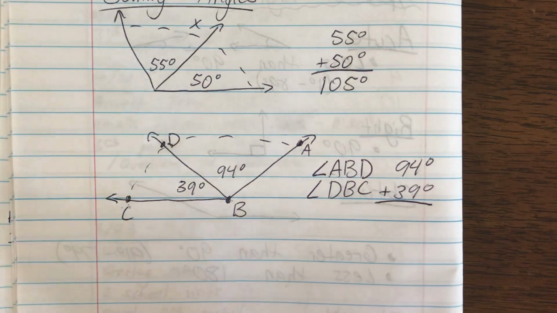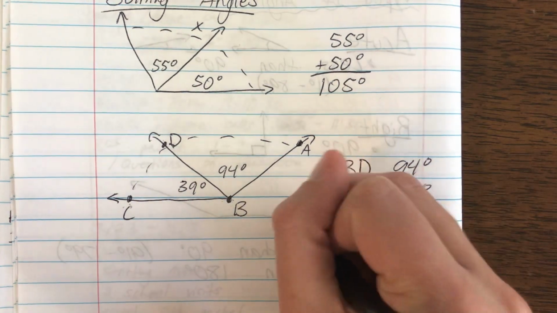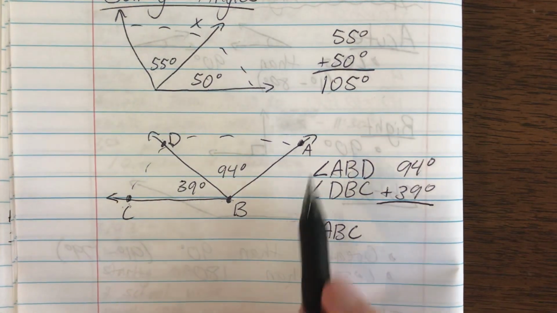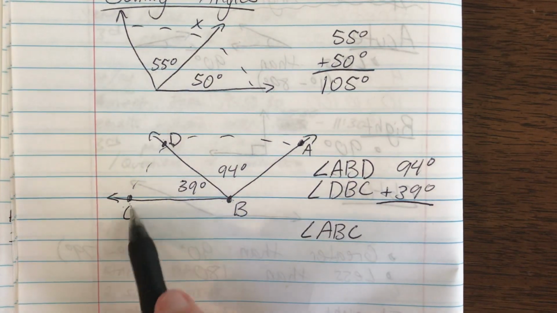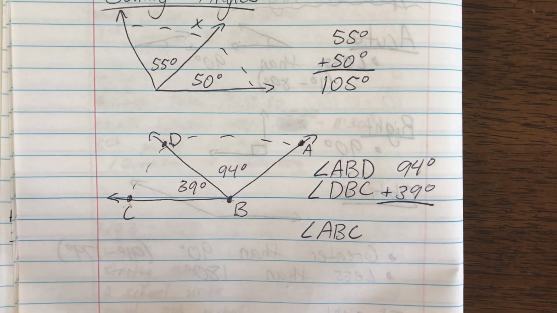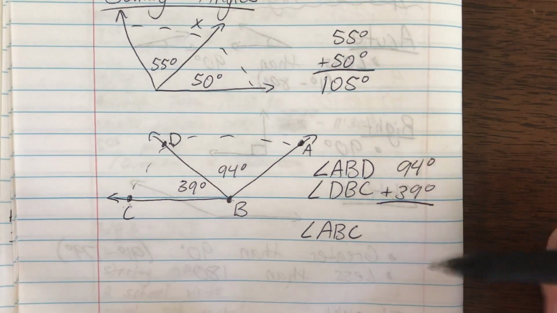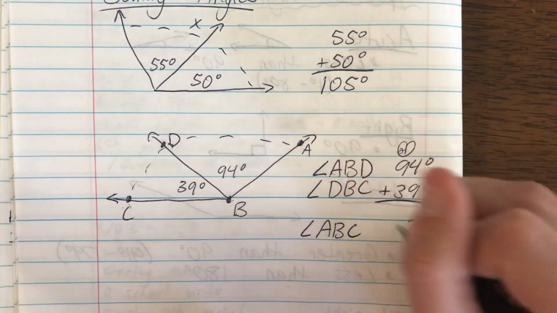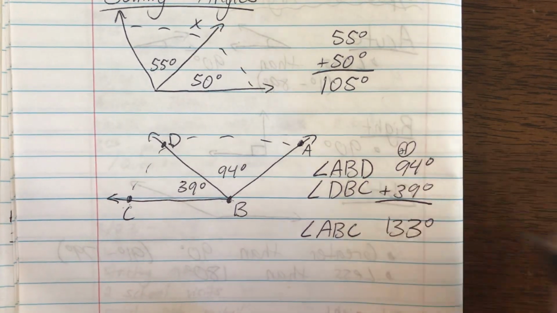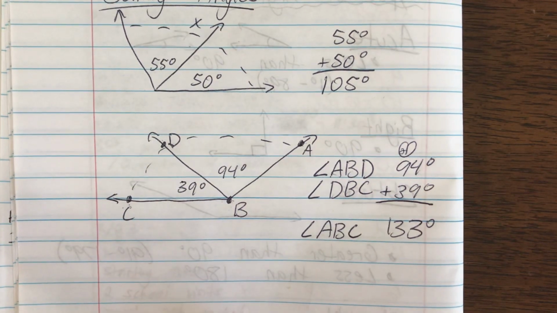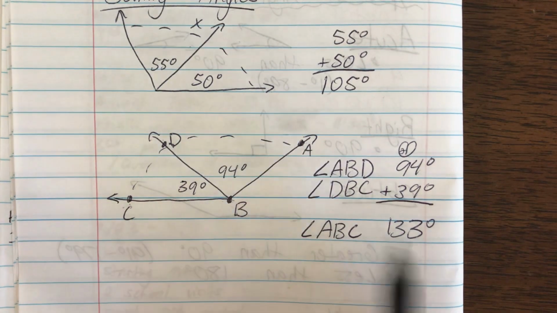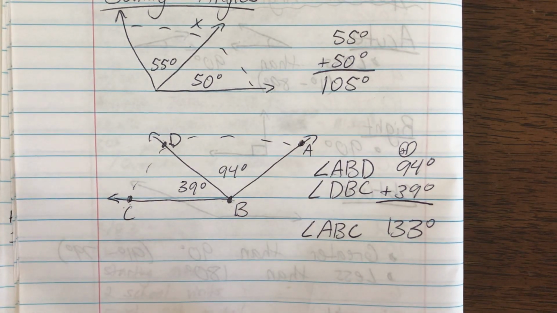Again, we are still joining these angles, we're still adding these angles together to give us our answer, our measurement for angle ABC, our big angle, our big obtuse angle. So adding these together, this is ultimately going to give us 133 degrees. So the measure of angle ABC is 133 degrees.